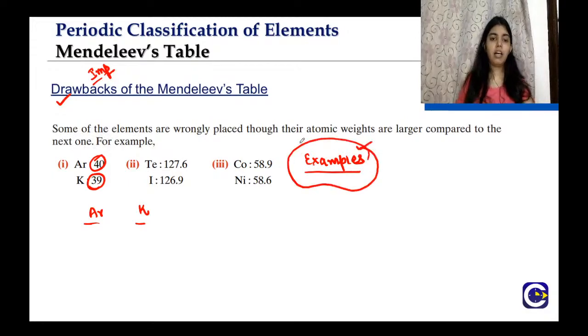Because he arranged the elements in increasing order of their atomic weights, but some anomalies were there in his table, in that he placed argon before potassium, in spite of argon having more atomic weight than potassium. Similarly, for tellurium and iodine, iodine is 126.9 and tellurium is 127.6, and yet he placed tellurium first and then iodine afterwards. For cobalt and nickel, cobalt had 58.9, nickel had 58.6, yet he placed cobalt first and nickel afterwards. Why did he do so? To match the properties with the group, right? Although there is not much difference in their atomic weights, he just switched the positions so as to match up their properties.